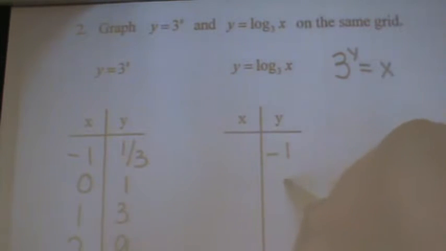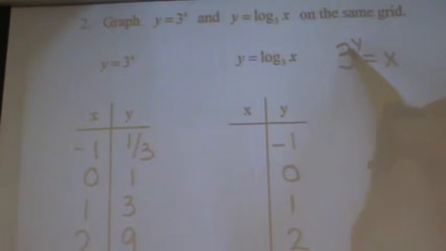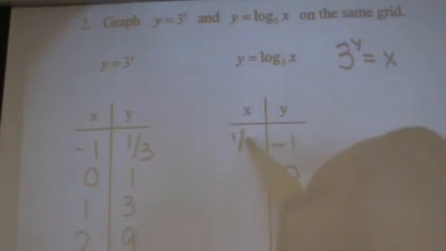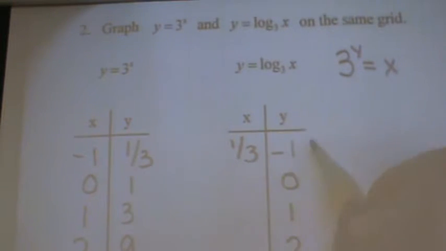So I'm going to do -1, 0, 1, and 2. And what are you going to get? You're going to get for x, 1/3. When you put a 0 here, you're going to get 1. When you put a 1, you're going to get a 3, and you're going to get a 9. So it just flips it.